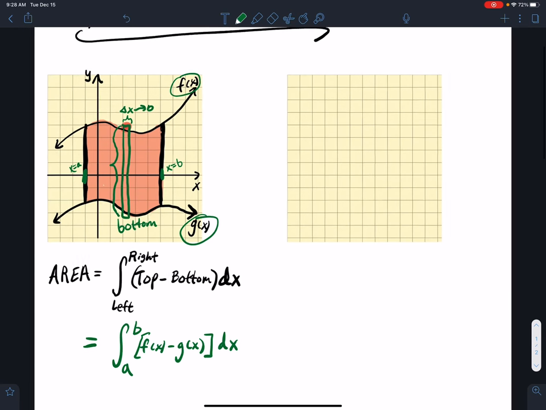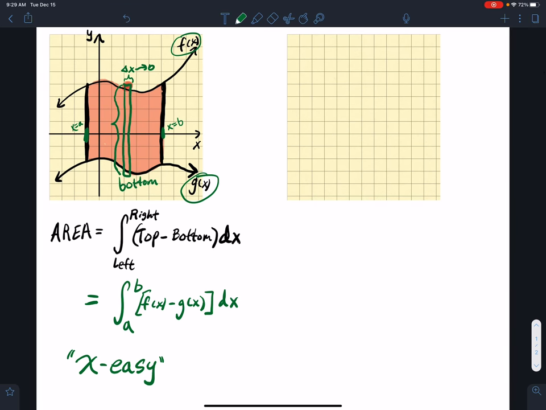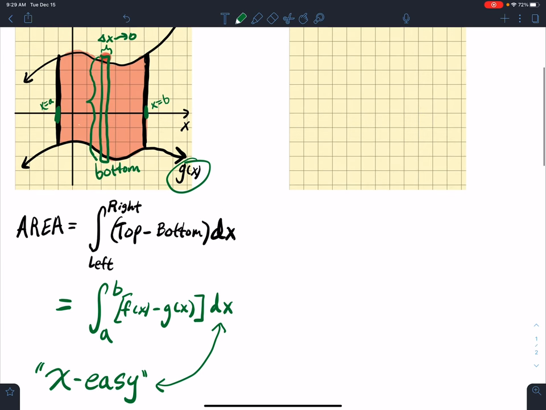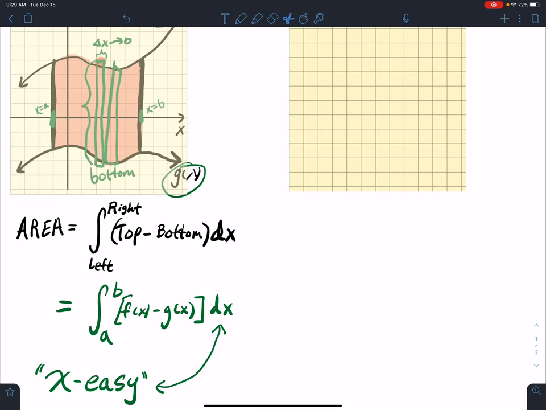Okay, so that's what we call, when we're finding the area between two curves, we call this version the x easy. Okay, x easy. So that means that it's easy to integrate with respect to x. So x easy, we've got our delta x, all right? So that means when we're making our rectangles, our small width is the delta x part of the rectangle, okay?